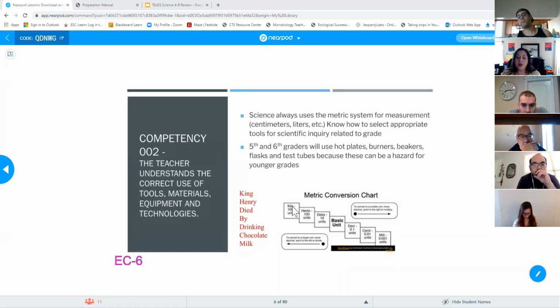And the way that you can remember this, and the way I would teach my students, was by using a mnemonic. I would tell my students, King Henry died by drinking chocolate milk. And I still, to this day, when I'm doing conversions in my head, that's what I say in my head. And that helps me to determine how many places I'm moving my decimal to the right or to the left.